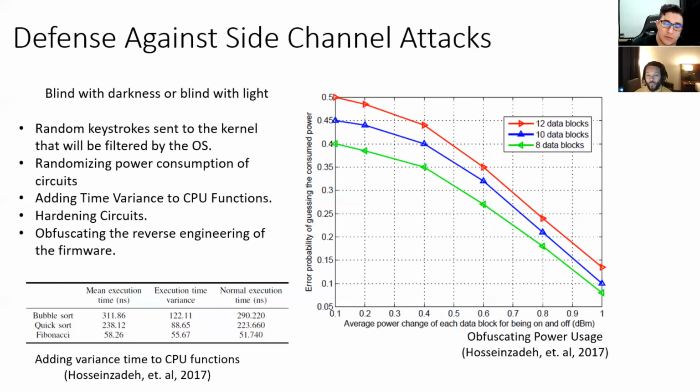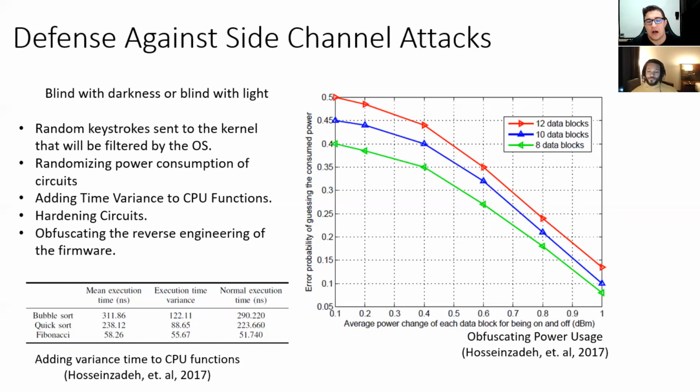Now, on the other side, blinding with darkness, one of the ways you can prevent attacks is to prevent devices from emitting as much light as possible. You do this by hardening the circuits. That way, not only are most of the photons not emanating from the device, but you also can't conduct a photon attack of using a laser to trigger different circuits, because it will be shielded from that action.